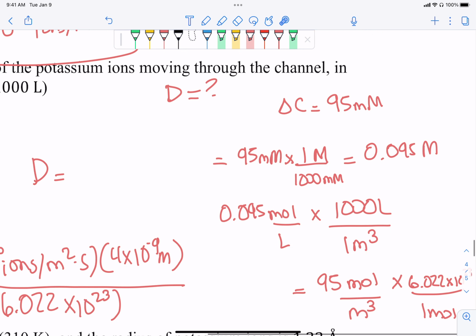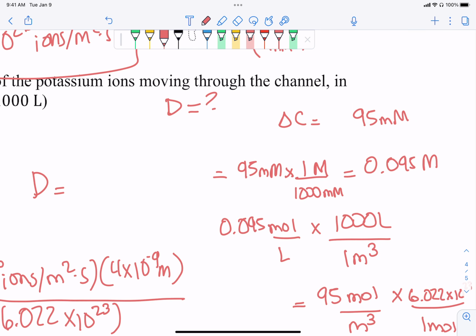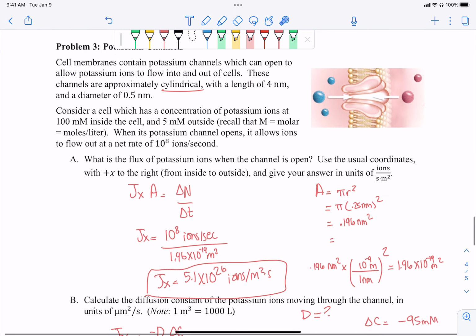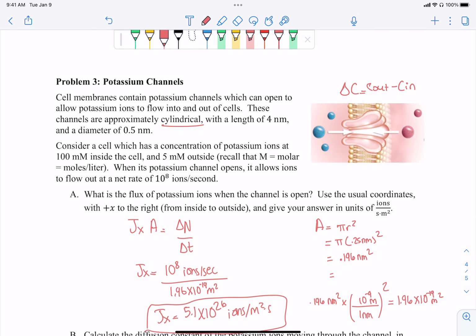And I forgot one thing, actually. I should edit this a little bit. For our delta C, this is equal to out minus in, and so that'd actually be negative 95. That's my mistake, because it should be outside minus inside. So delta C is C out minus C in, right? And so that's going to be 5 millimolar minus 100 millimolar, sorry. And so that's going to be negative 95 millimolar. My bad.